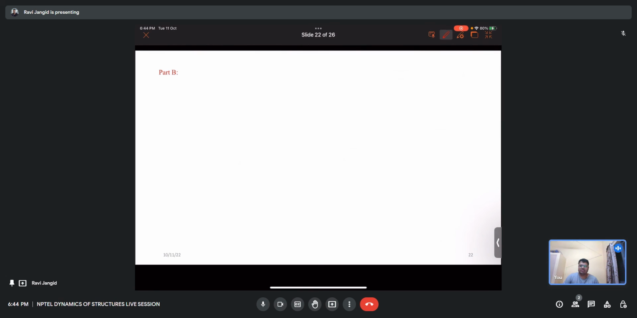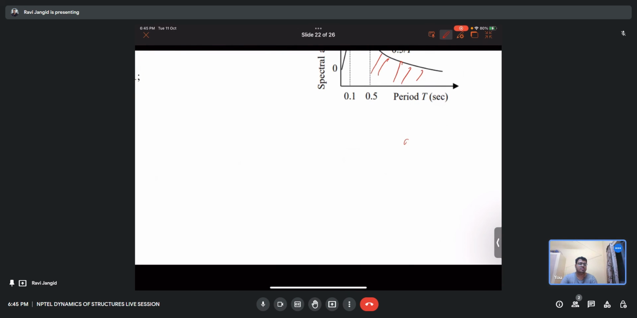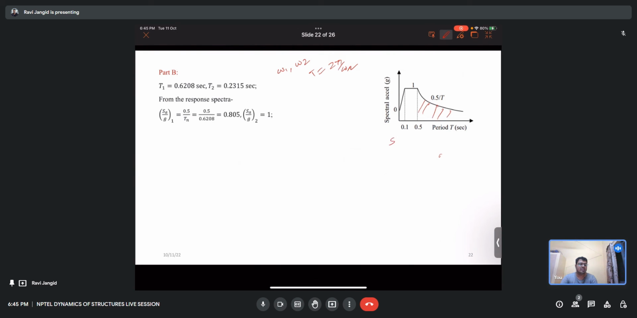Okay, so part B. We need to calculate the time period, as we have calculated omega 1 and omega 2. Time period can be 2 pi by omega n. So we have calculated T1 and T2. Corresponding to these from the response spectra, T1 is 0.62, so that falls into this range. For T2, which is 0.23, it falls into this region, so that would be 1.